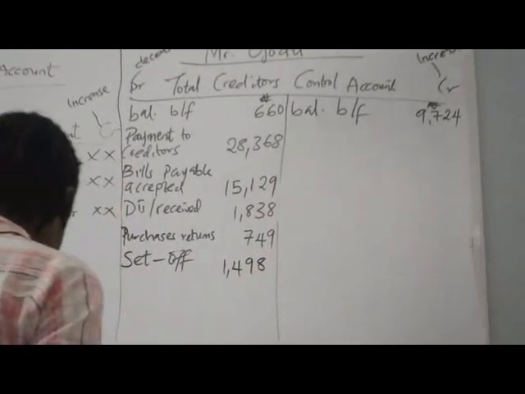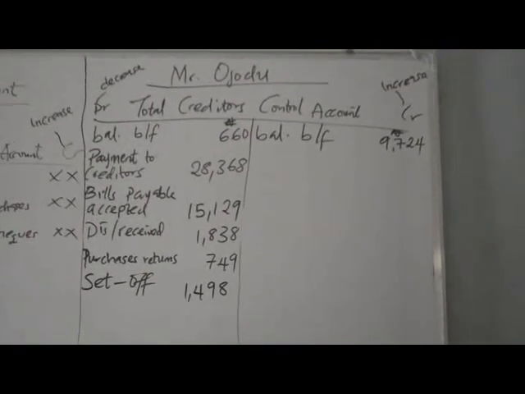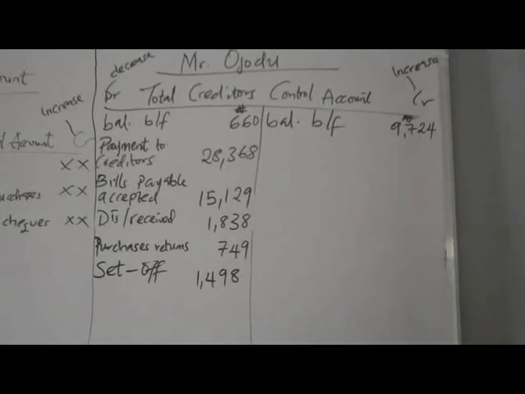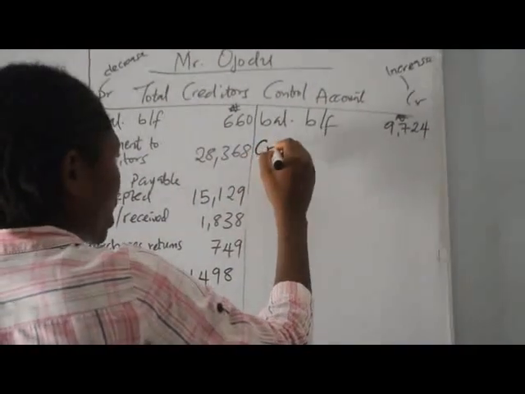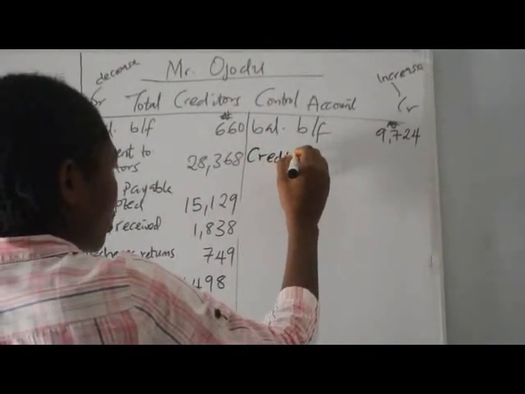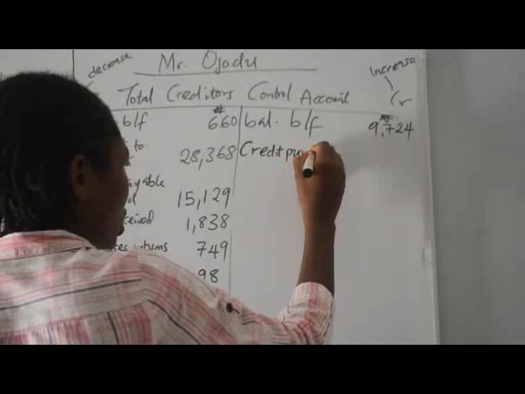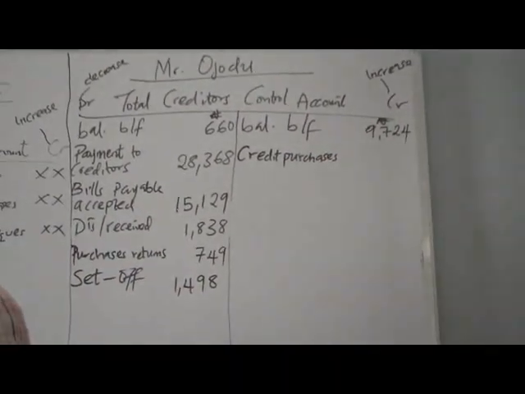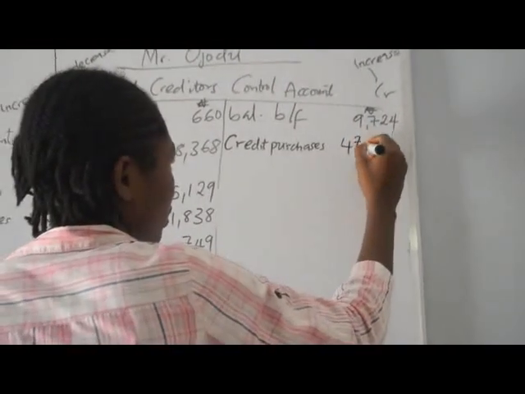1,498 naira. Alright, the next one we are having is our credit purchases. Now credit purchases will increase the bills you are owing to your suppliers. So for our increase, we will be crediting it. We have our credit purchases of 47,317 naira.